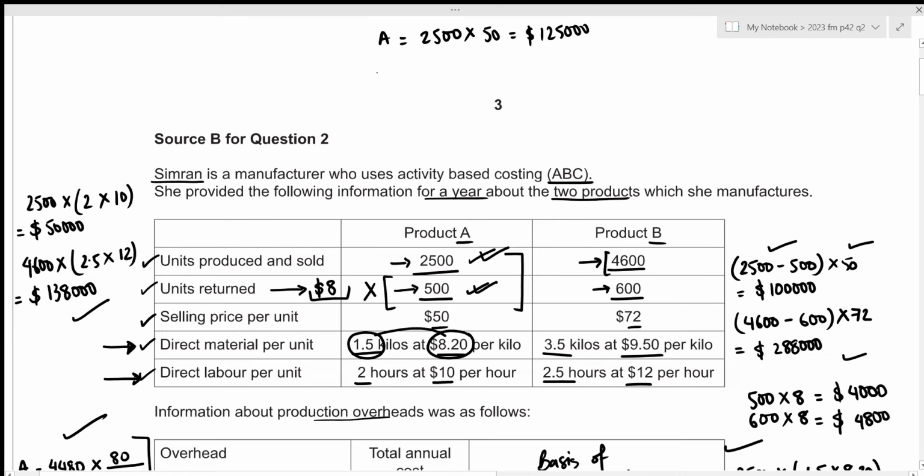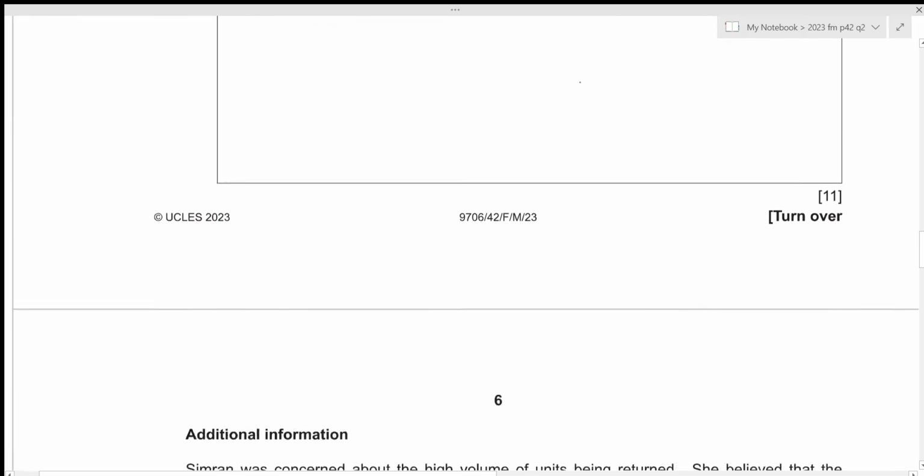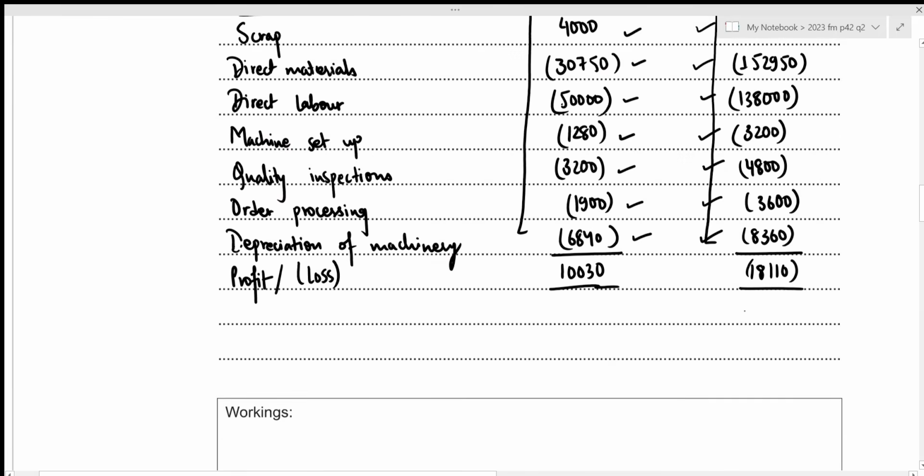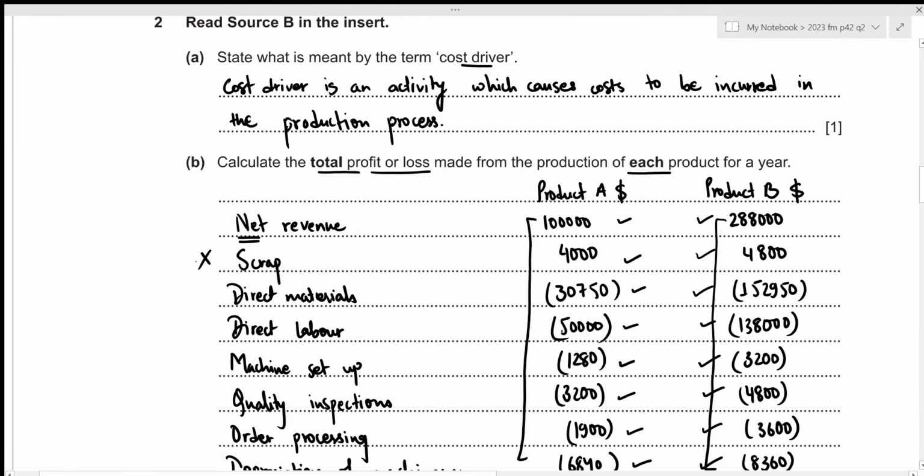We repeat the same process for product B as well. So the total units produced is 4,600, and we just multiply it by our selling price per unit of 72. And this will give our net revenue to be 331,200. Let's write it down. Product A was 125,000, and for product B it was 331,200. Now we won't have any scrap for this because there are no returns of the units sold.